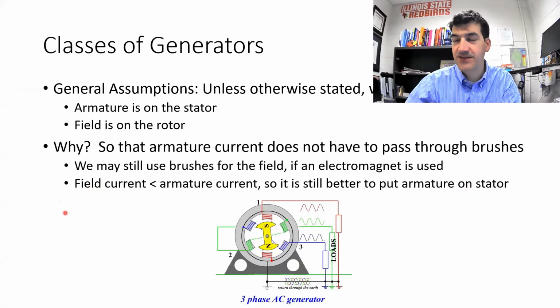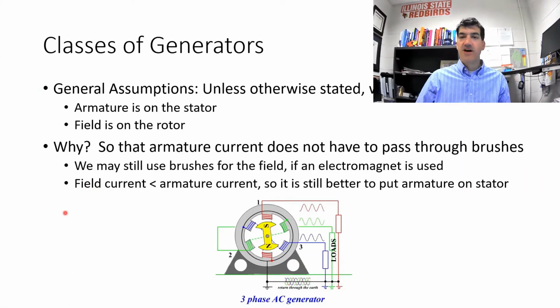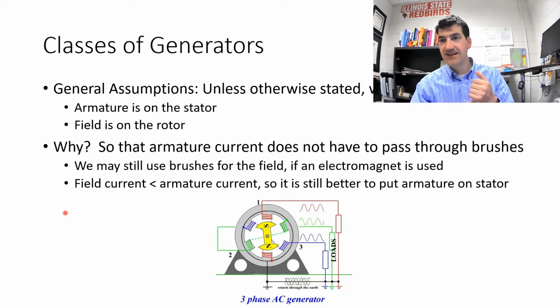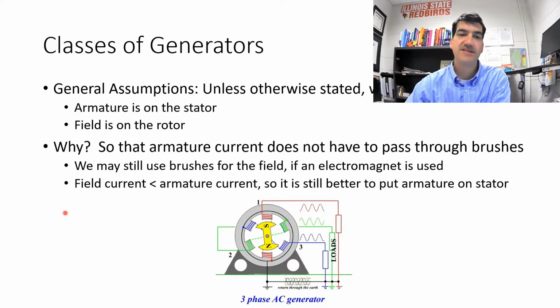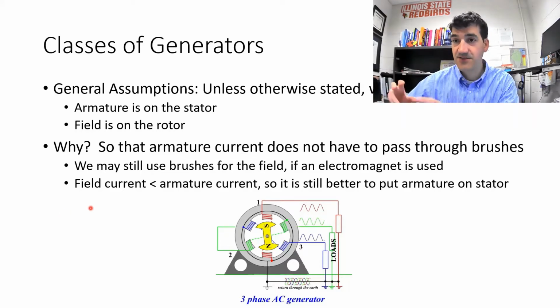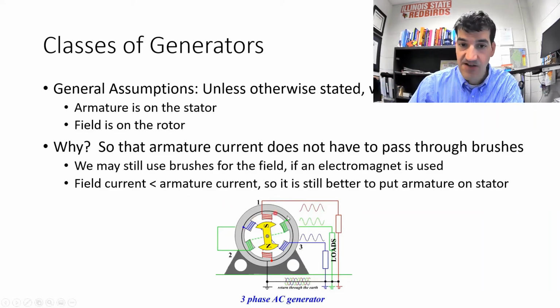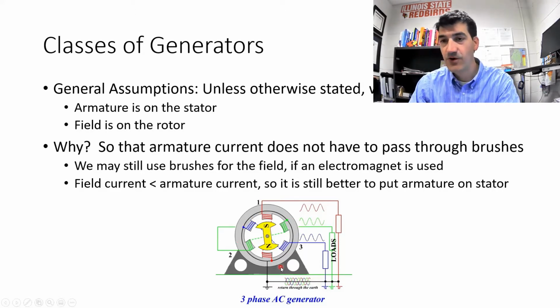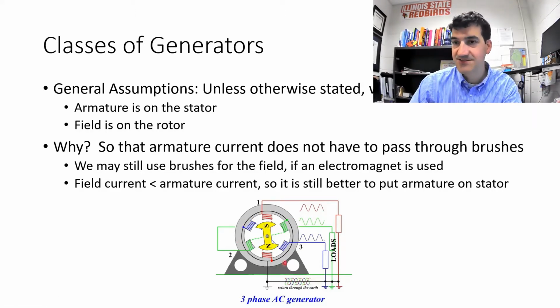So first of all, let's clarify this first. Our general assumption, remember, we have to have a conductor, magnetic field, and relative motion. Our general assumption, unless we state differently, is that the armature, that's the coils of wire where we're going to induce the voltage, we're going to put those on the stator, for example, this right here. And you've seen this diagram before. We've talked about it in a previous class.